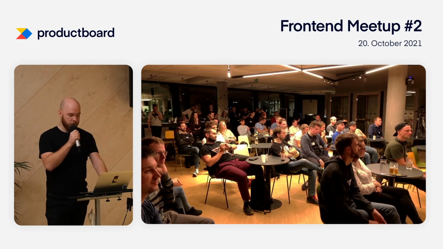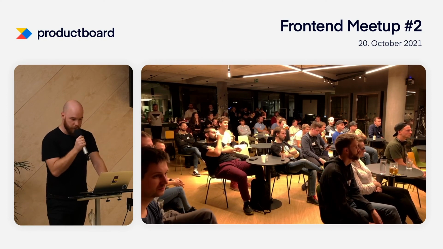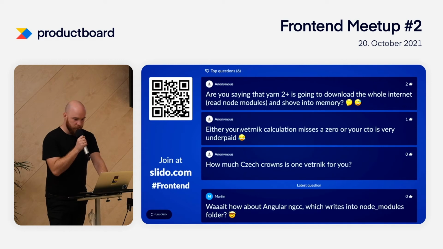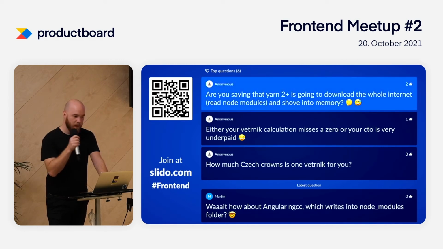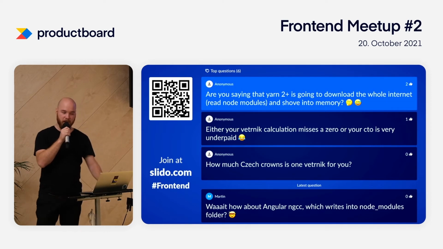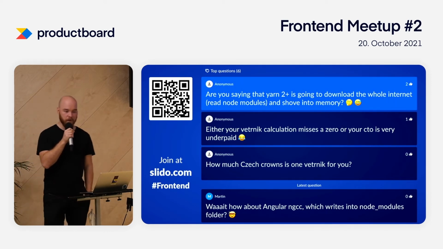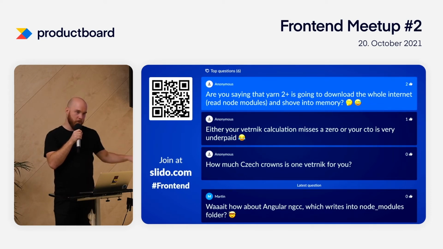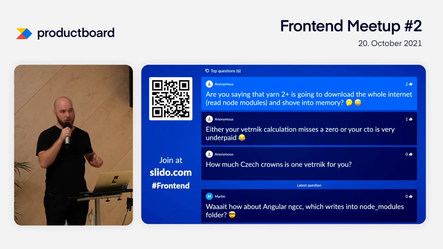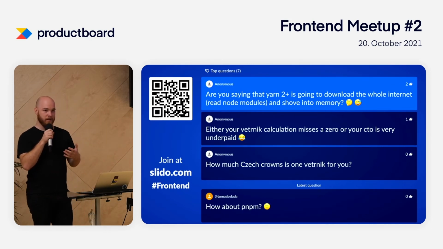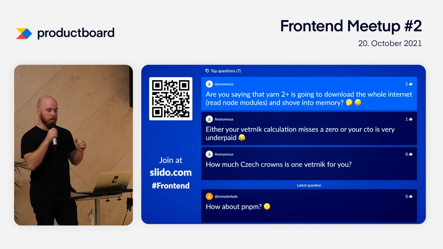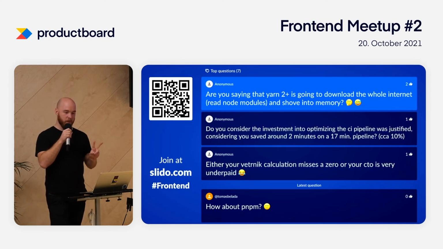We have some Slido. So, oh, there are questions. Good question. Are you saying that Yarn 2 Plus is going to download the whole internet of node modules and shove it into memory? So, you download all those things anyway during Yarn install, but it goes into memory only when you run things, right? So there are two parts where this is faster.